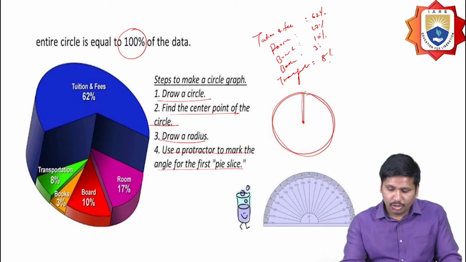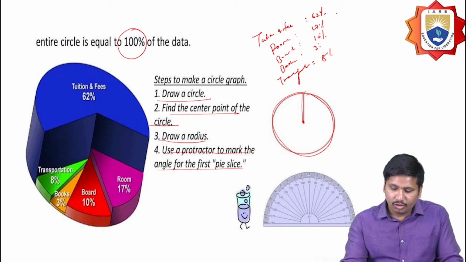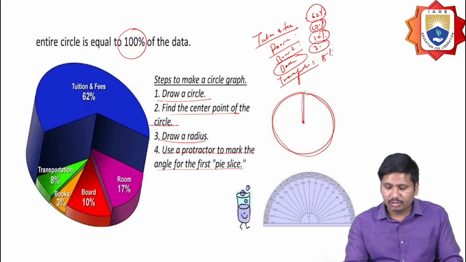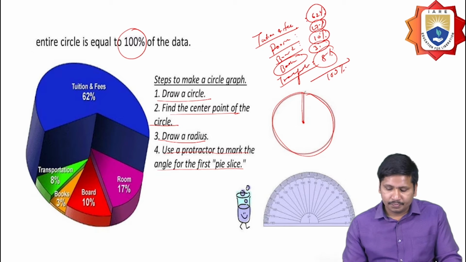So all of this is going to be represented in the form of 100% of data. Suppose this is the fee collected by this particular institution. So for that they're going to divide the entire fee into different categories in the form of percentages. So tuition fee is 62, room is 17%, boarding 10%, books 3%, transportation 8%. So if you calculate the entire thing, that should be 100%.